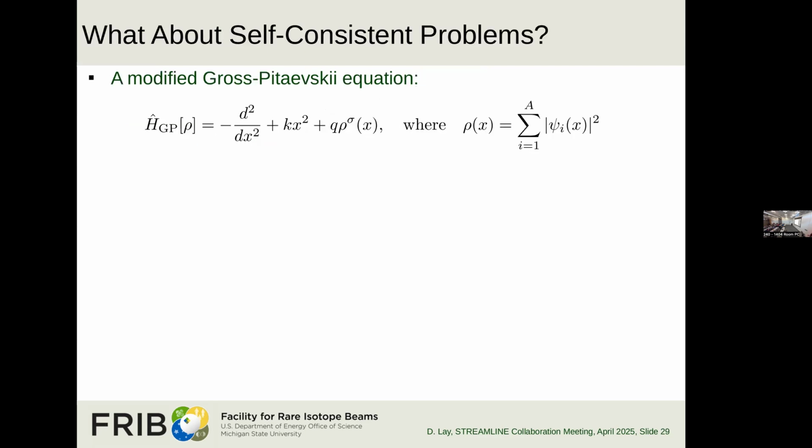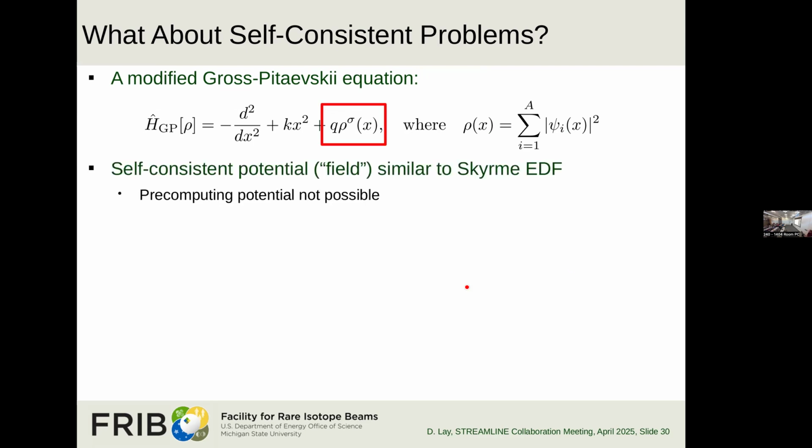So that's if you have something like a Wood-Saxon potential. What happens when you have a self-consistent problem? I'm going to show off here just a modification of the Gross-Pitaevskii equation. I want to focus on this self-consistent potential here. We already saw this with sigma equals 2. In practice, we actually let this sigma value vary, and that is how we get improved performance in, like, a Skyrme energy density functional.